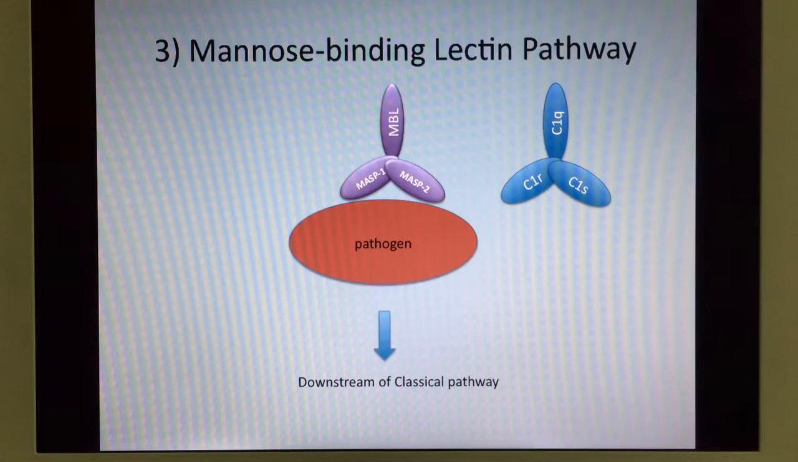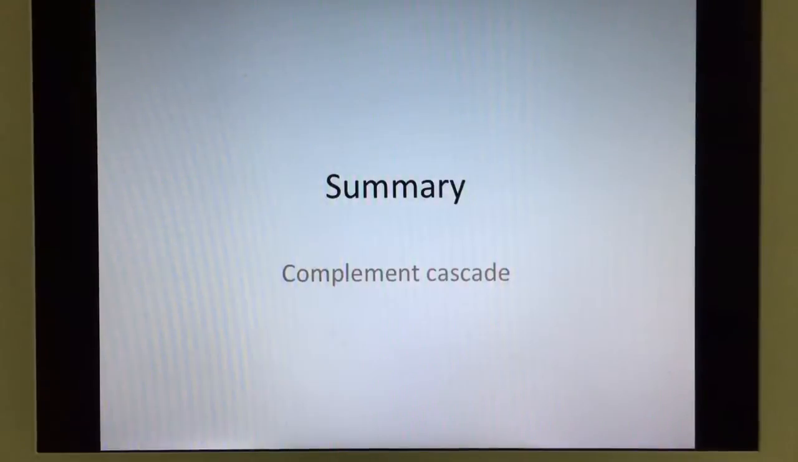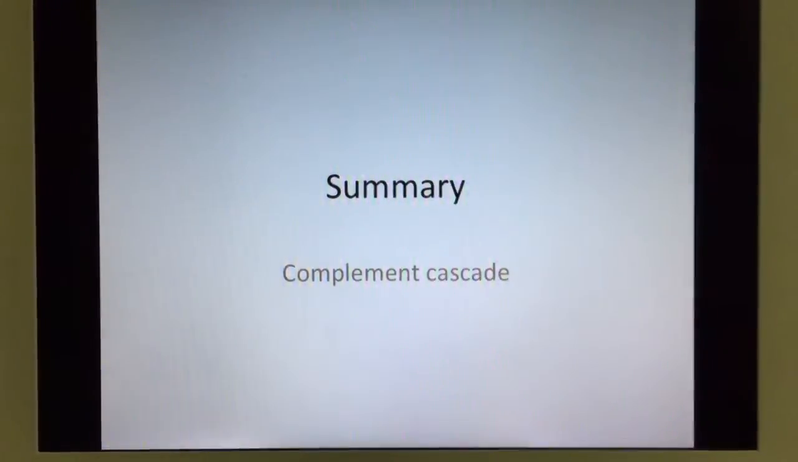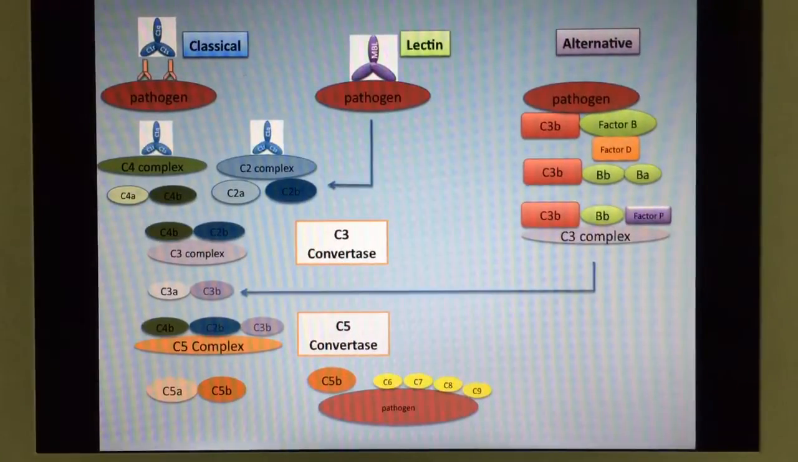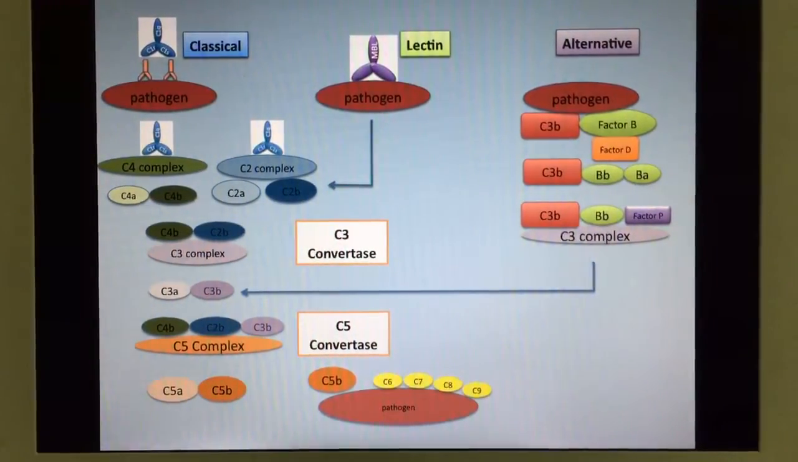The formation of C3 convertase in this mannose-binding lectin pathway will then feed into the downstream of the classical pathway. To summarize, these are the three pathways of the complement cascade.